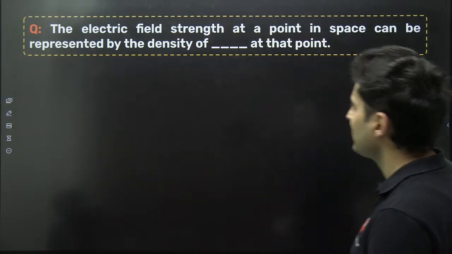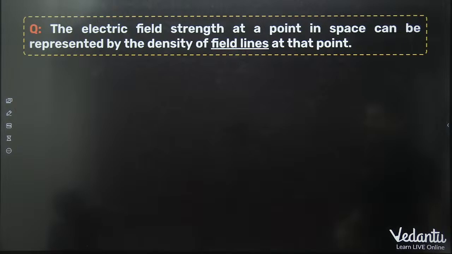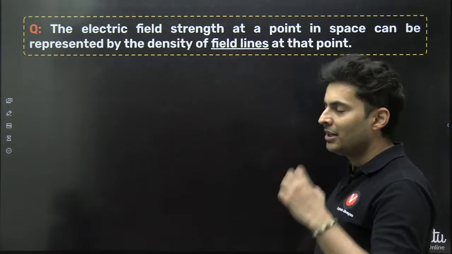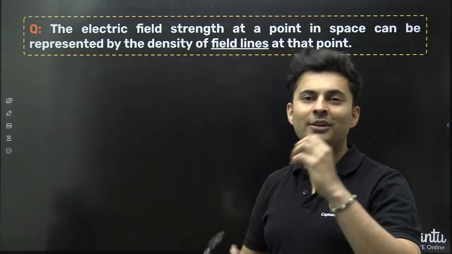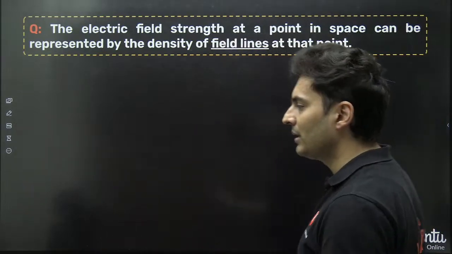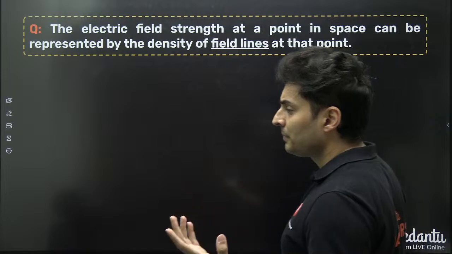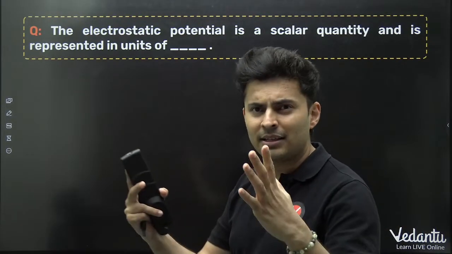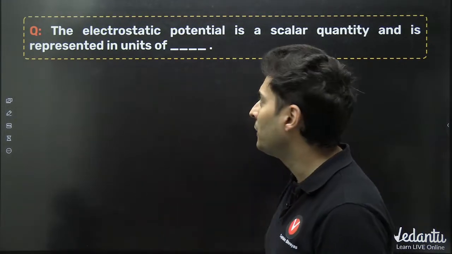Okay. So what is the correct answer for this? Yes, field lines at that point. Field lines, if they are close, the field is strong. Field lines, if they are far away, the field is very weak. That is how it works. And if the field lines are parallel, the field strength will not change at all.